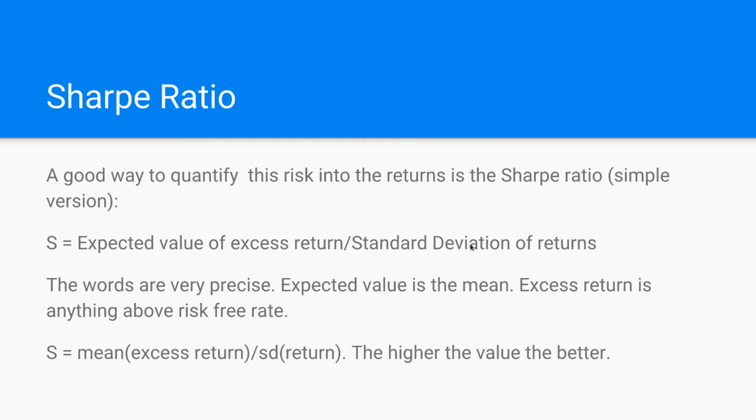Because of that, the financial industry developed all sorts of tools, and one of those tools is called the Sharpe ratio. The Sharpe ratio is a good way to quantify risk and returns. It is a very simple equation: the expected value of the excess returns of your strategy or fund or collection of assets, divided by the standard deviation of returns, which we agree is the volatility, and also we agree is the risk.